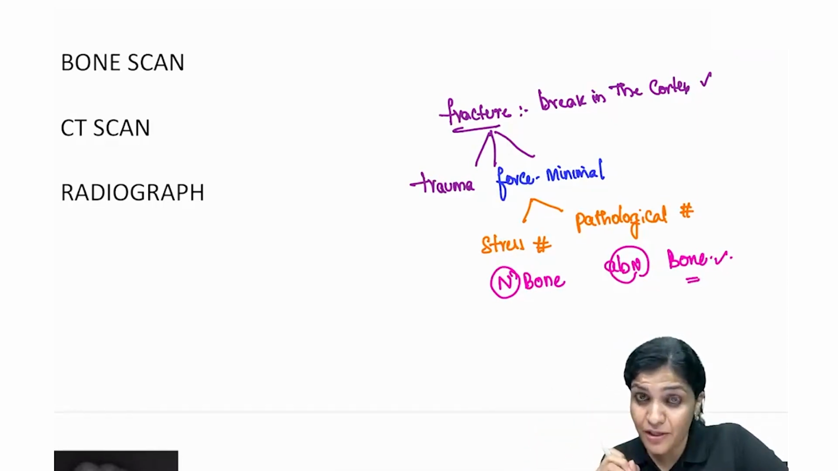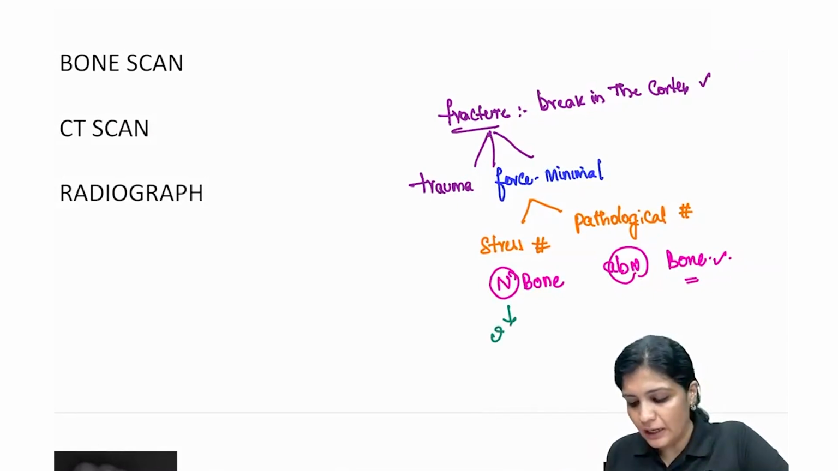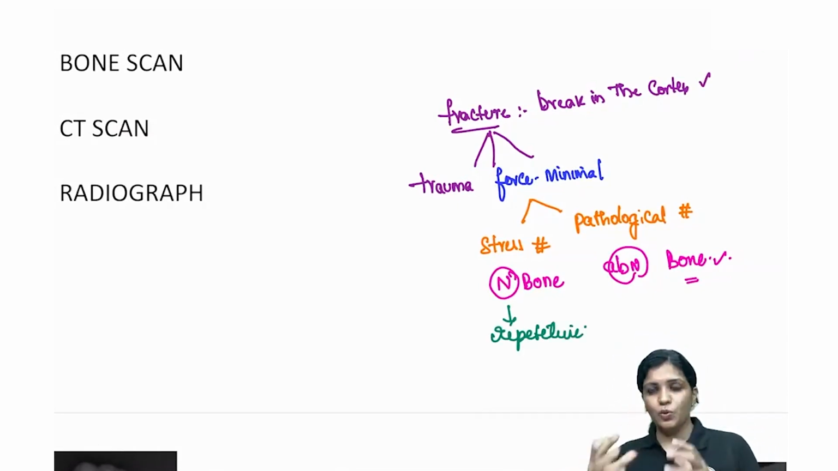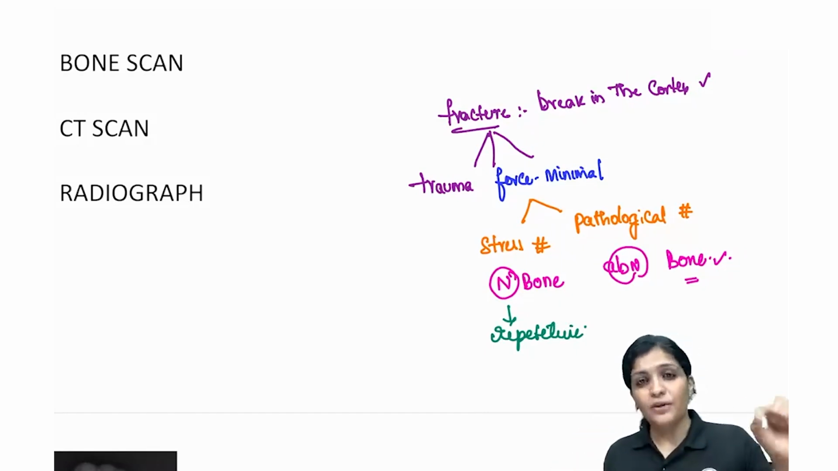But in case of stress fracture, the bone is normal. But why is the minimal force also resulting in a fracture? This is because these minimal forces are repetitive. That means if a person is doing an action repetitively which is irritating the bone, it will result in your stress fracture, right?